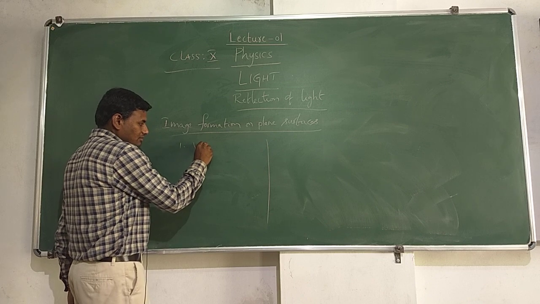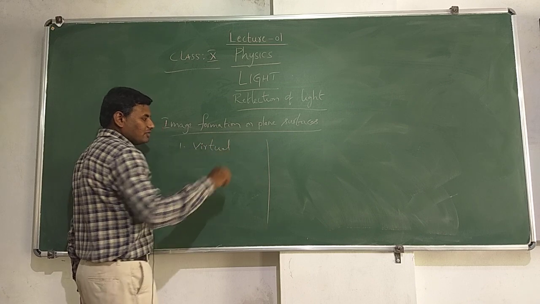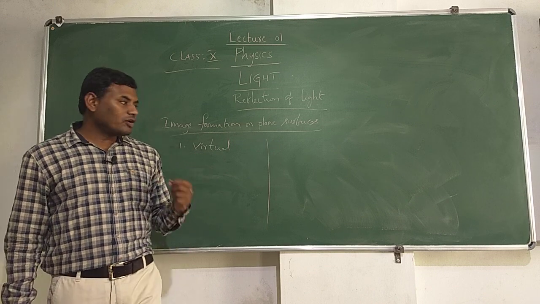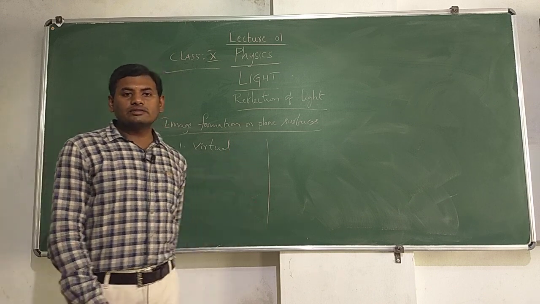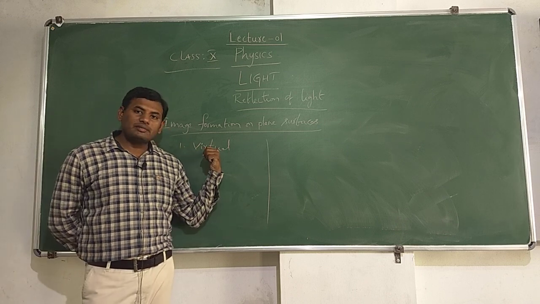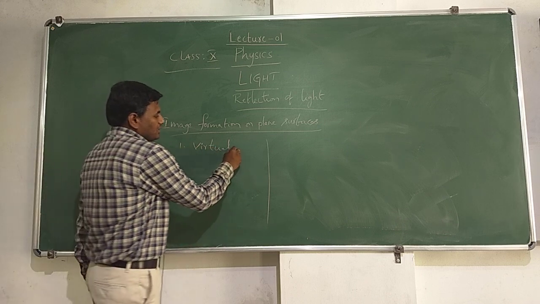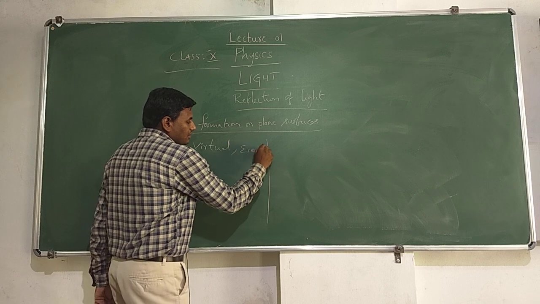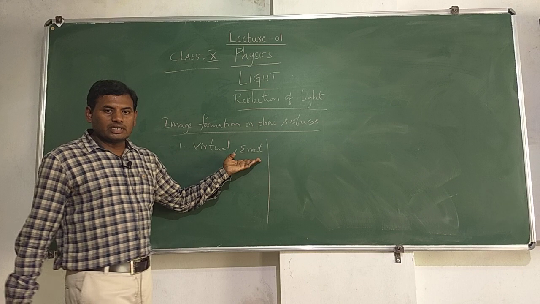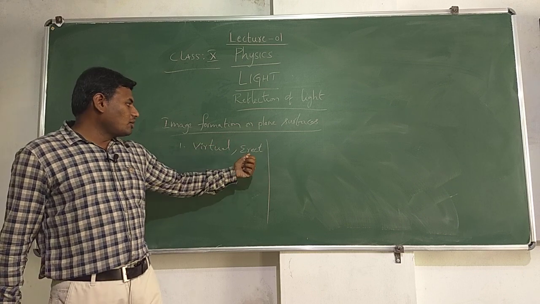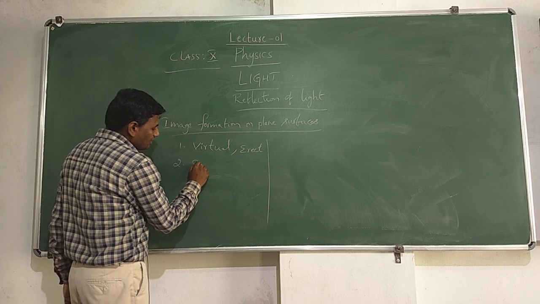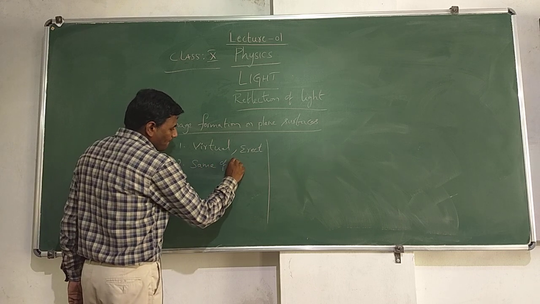So, virtual images will be formed. So, what is a virtual image? The image which cannot be captured on a screen, we call that a virtual image. So, the images that are formed in a plane mirror are virtual and erect images. Erect means standing straight, so in opposite to inverted, erect. So, as it is, the object appears as it is, and the size of the object is equal to the size of the image.